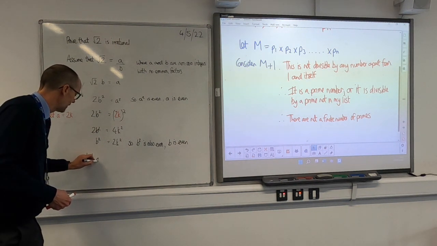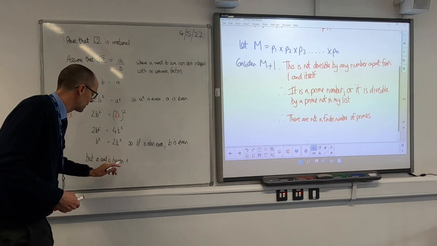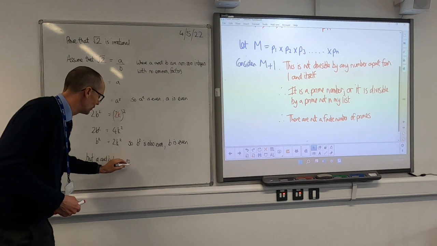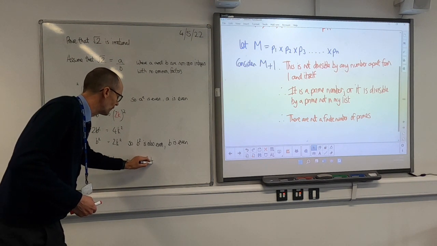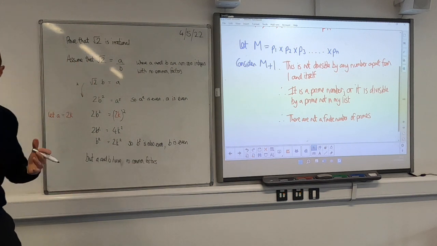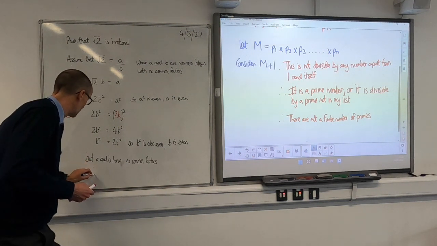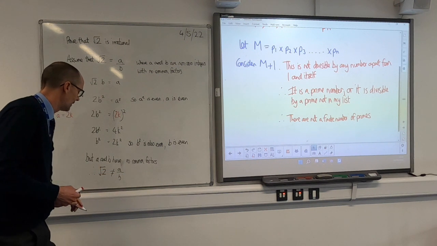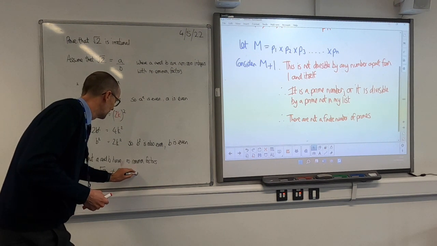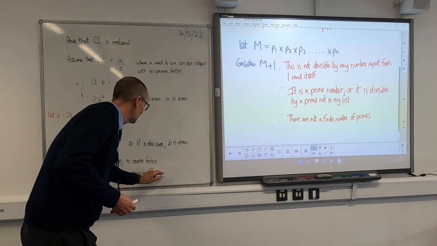But a and b have no common factors. So it's broken. We've hit a problem, which is great news. That's what we want with proof by contradiction. So therefore, you can say that, meaning root 2 is irrational.